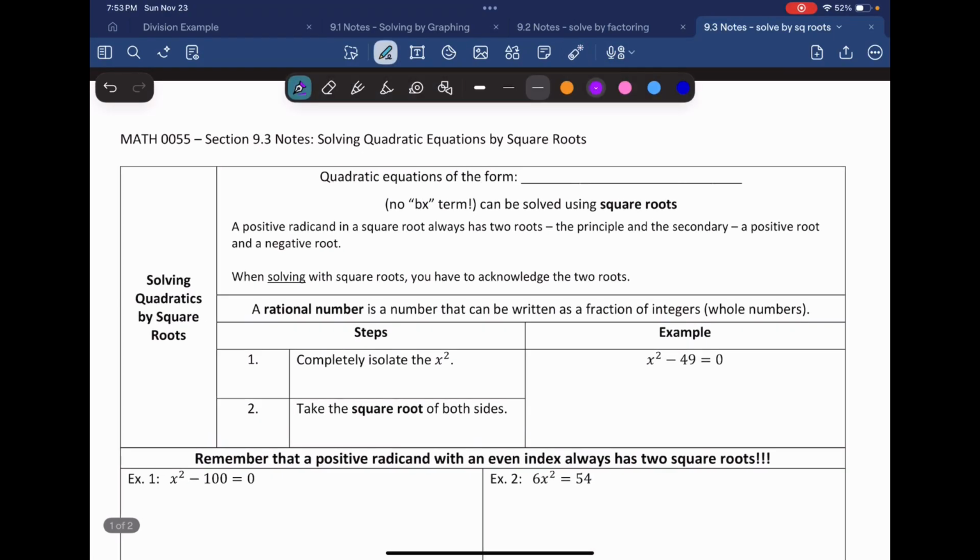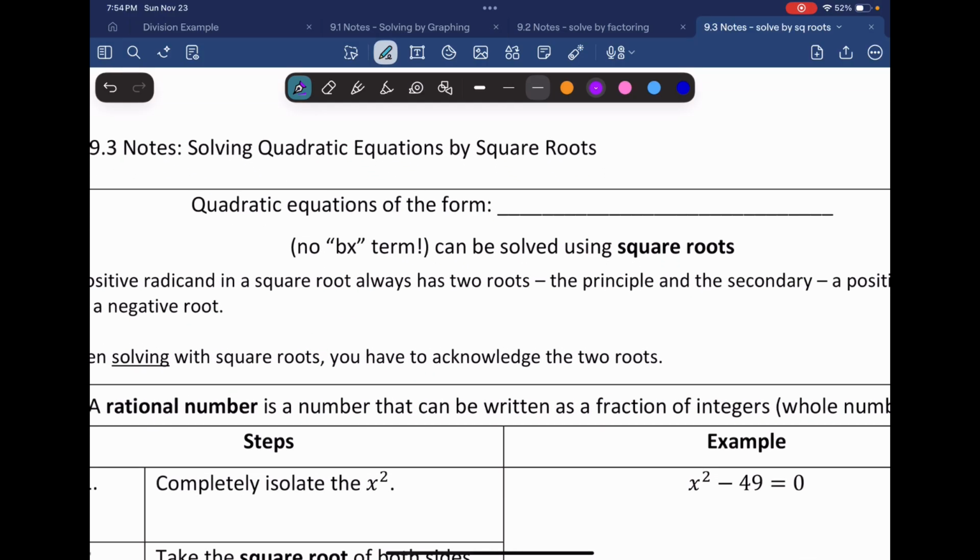All right, in this section, 9.3, you're solving quadratic equations by using a square root. Primarily, now this isn't the only place it happens, but for us, primarily you're going to be solving quadratic equations in the form ax squared plus c. It means you're missing that bx term.